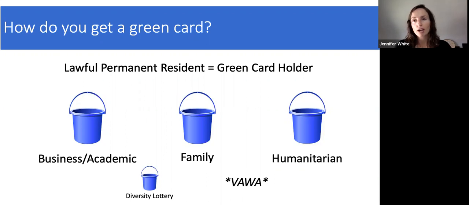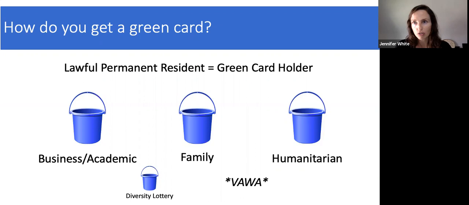There are 3 routes to getting your green card. You have the business academic route, family-based route, and the humanitarian-based route. So let me just give a really quick overview of family-based. Again, remember, exceptions to everything I say. A U.S. citizen can petition for their immigrant parent, spouse, or child.